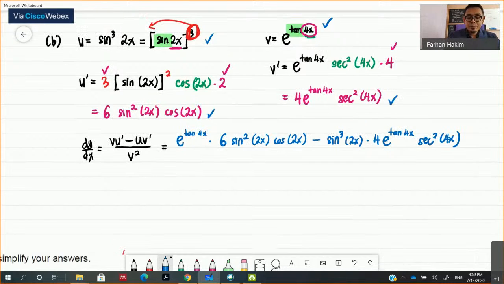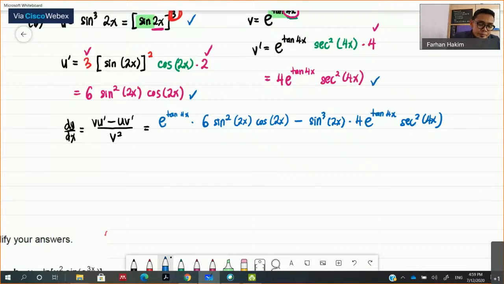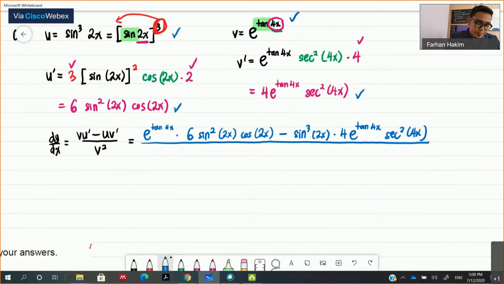All right, so everything should be divided with, what do we call? Sorry, v square, right? We should divide everything with v square. So this one should be divided by v square. V in this case is e to the power of tangent 4x, but we have to square it. Okay, something like this.